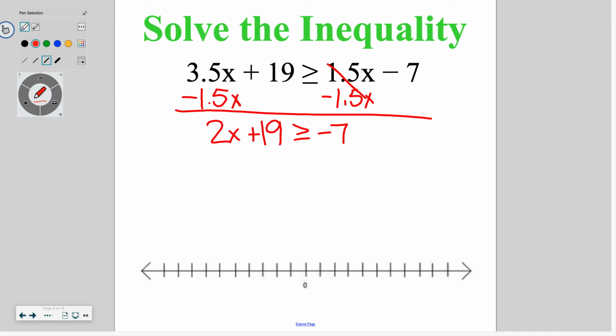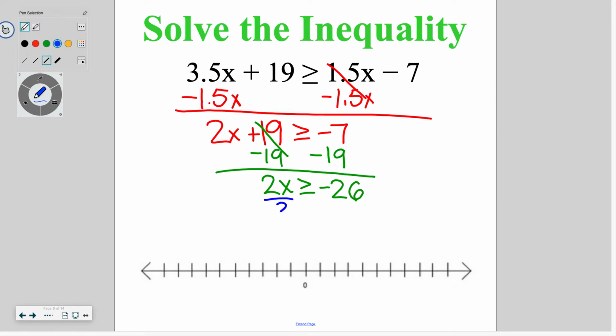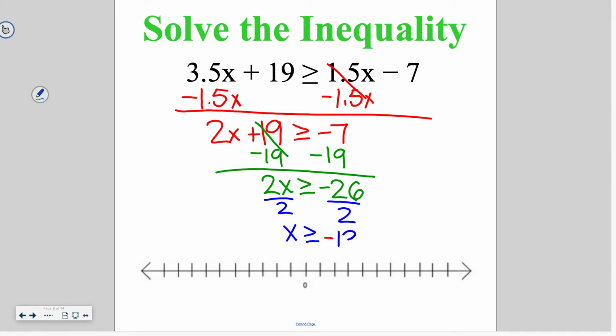Our next step, following SADMEP, is going to be to get rid of that 19 by subtracting it from both sides. So I've got 2x is greater than or equal to negative 26. And then finally, I can divide both sides by 2, and I end up with x is greater than or equal to negative 13.